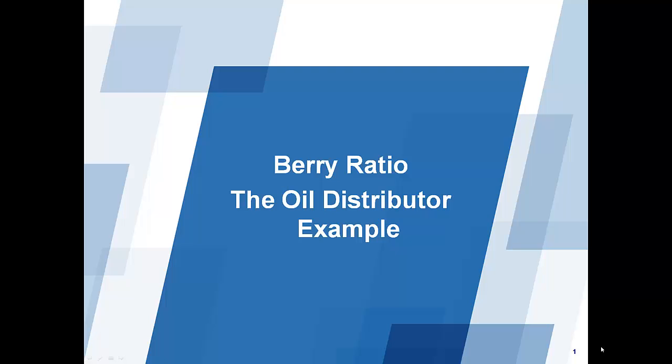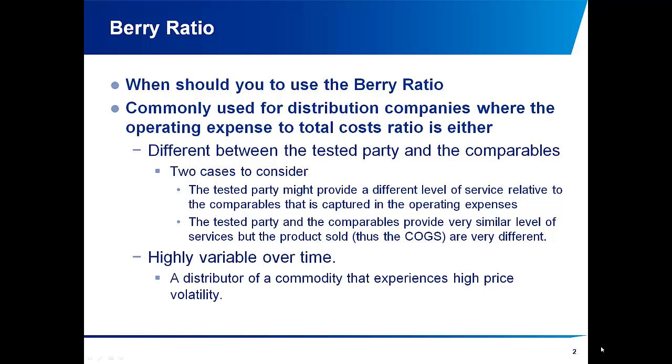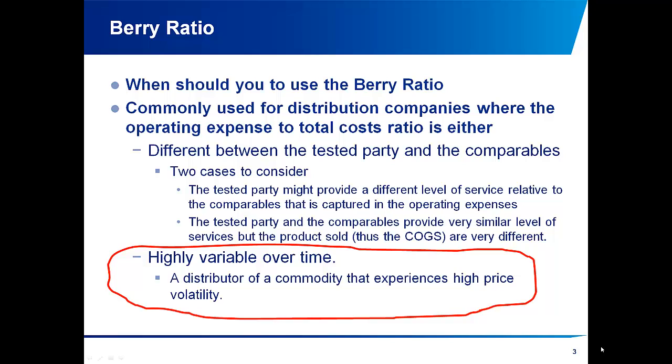This video tutorial discusses the Berry ratio in the case of what we call the example of the oil distributor. In a previous tutorial, we discussed when to use the Berry ratio. One of the cases we discussed was when the COGS of the distributor are highly variable over time, the Berry ratio may be an appropriate PLI for measuring the return for that particular distributor without it being overly distorted by movements in, say, a commodity price of the product that they're distributing.